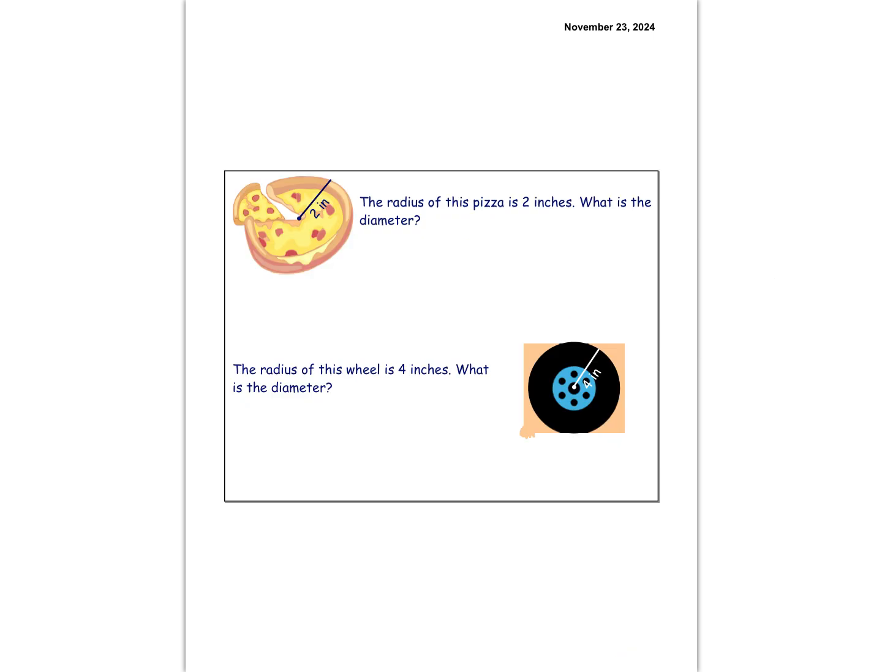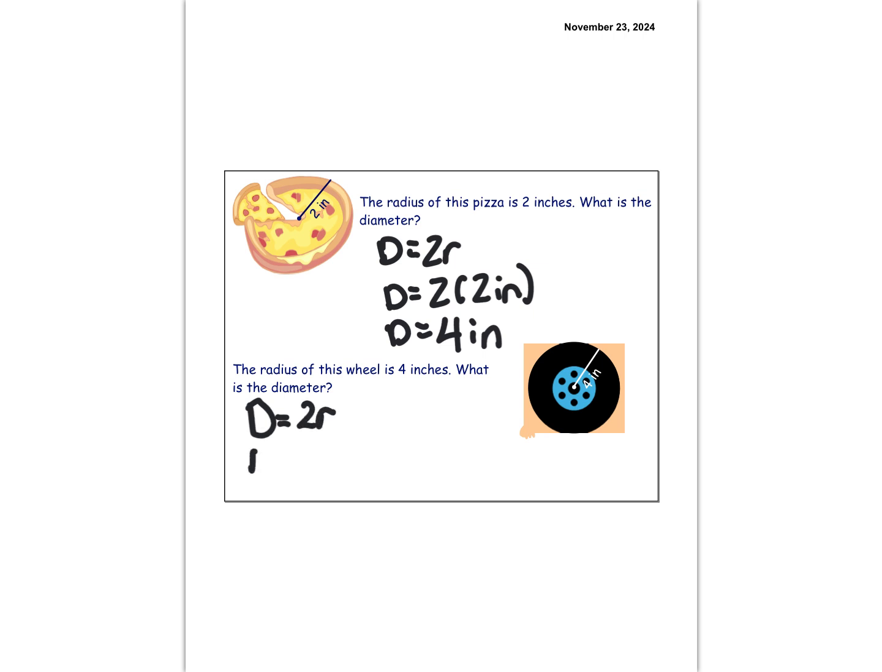So if we look at this situation, the radius of this pizza is 2 inches. What is the diameter? You'll notice we need the diameter quickly. So we would just do D equals 2R. Diameter equals 2 times 2 inches. Diameter equals 4 inches. The radius of the wheel is 4 inches. What is the diameter? We would do the same thing. Diameter equals 2R. Diameter equals 2 times 4 inches. Diameter equals 8 inches.